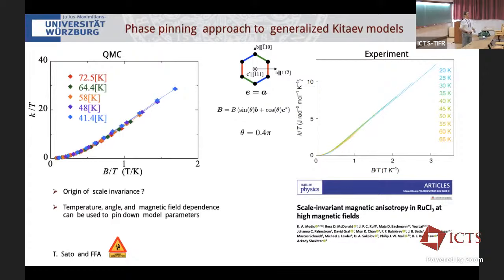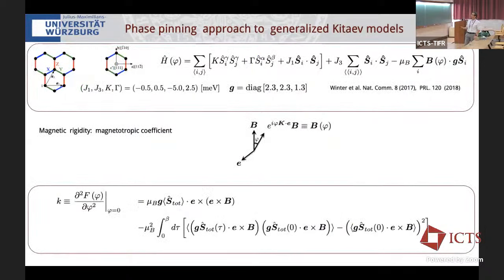Sorry, I have a question from online. Yes. I was just wondering if this magnetotropic coefficient is sensitive to long distance correlations, or is it really about the short distance physics? We don't know. This is a one-go calculation. So this is a calculation with a J1, J3 here. So I don't know, so that's the question: if I put longer range interactions, is it sensitive? Is that the question?